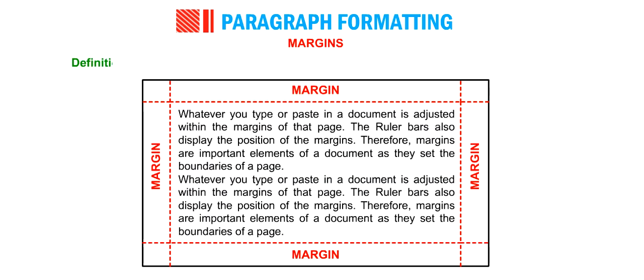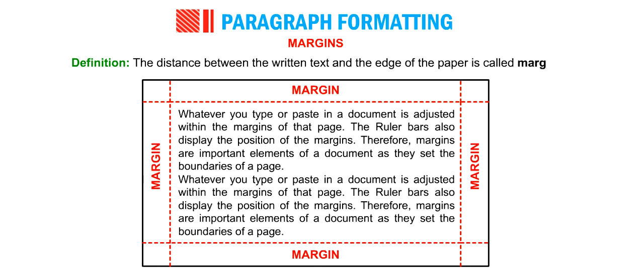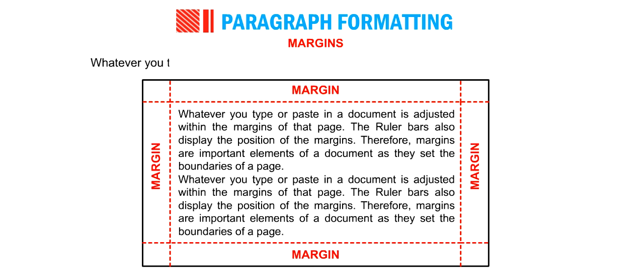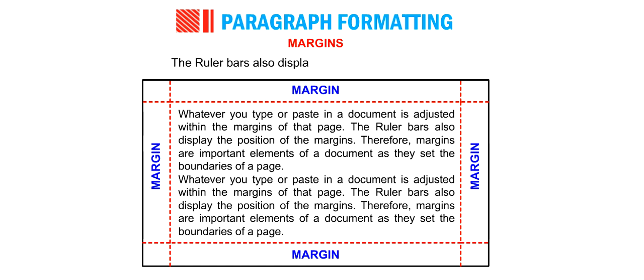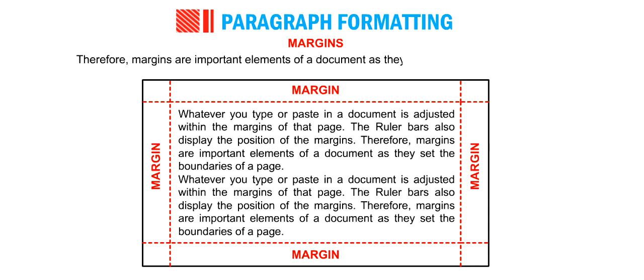Margins. Definition. The distance between the written text and the edge of the paper is called margin. Whatever you type or paste in a document is adjusted within the margins of that page. The ruler bars also display the position of the margins. Therefore, margins are important elements of a document as they set the boundaries of a page.